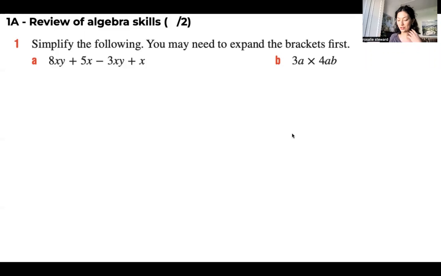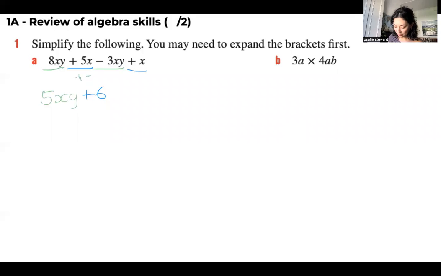Okay, so for these here, you want to gather your like terms. So the first one here, we can see that xy and negative 3xy are like terms, so we can add them together. I'm just going to do that straight away. So we've got 8xy plus negative 3xy, and that is just 5xy. And then we can gather the other like terms. We've got a positive 5x and then an x, that's going to be positive 6x. Can we simplify that anymore? No, there are no further highest common factors out of those terms.